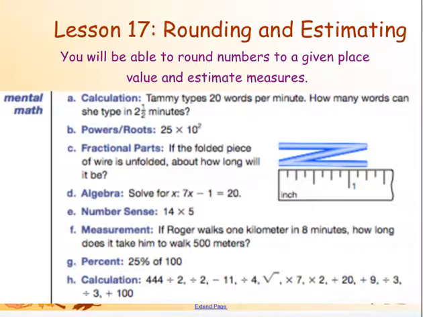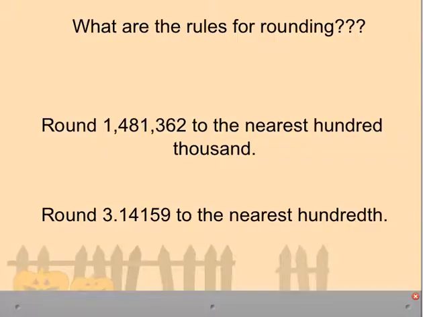And let's go on to lesson 17, rounding and estimating. This is going to be pretty quick, because rounding numbers to a given place value and estimating measures is something that we've been practicing for a long time, many years. What are the rules for rounding? Well, there's a little saying that a lot of people have learned, and it's 5 or more, raise the score, 4 or less, let it rest.